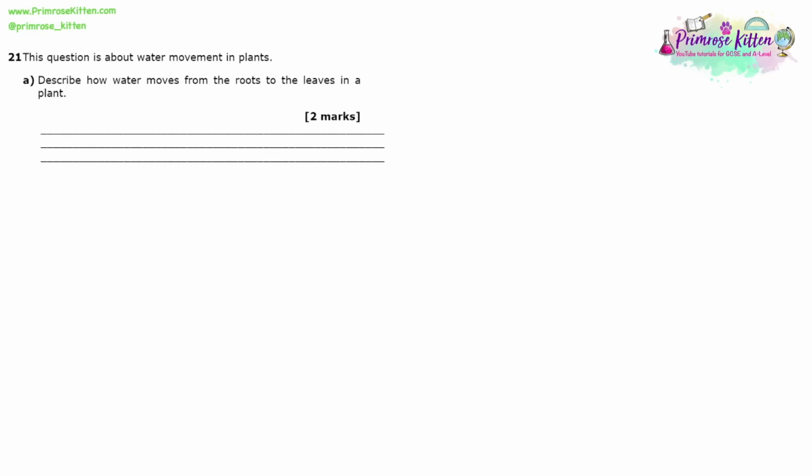Okay, so on to question 21. This question is about water movement in plants. Part A says, describe how water moves from the roots to the leaves in a plant. So describe how questions are normally about steps in a process. So this is going to be about steps in the process of transpiration. So sometimes this is dressed up where it asks you to describe the transpiration stream.